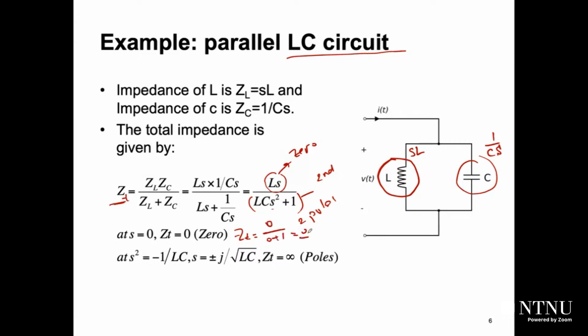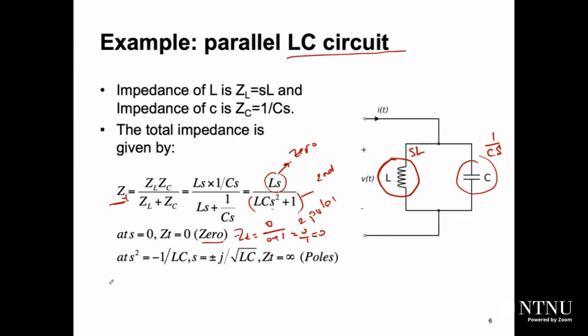So it will be 0 divided by 1, it will be 0. And this is the definition of the zeros, right? So in this case, we can say that at S equals 0, we will have a 0, correct? Okay. Now we need to set the denominator equal to 0.